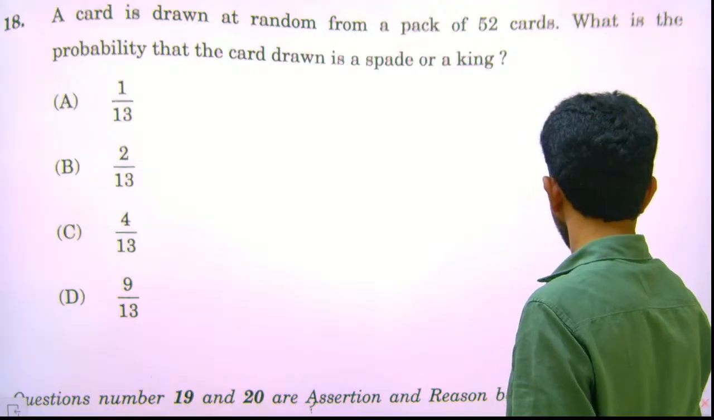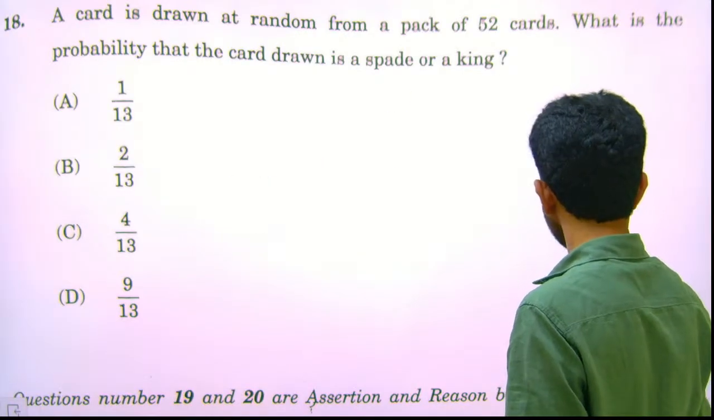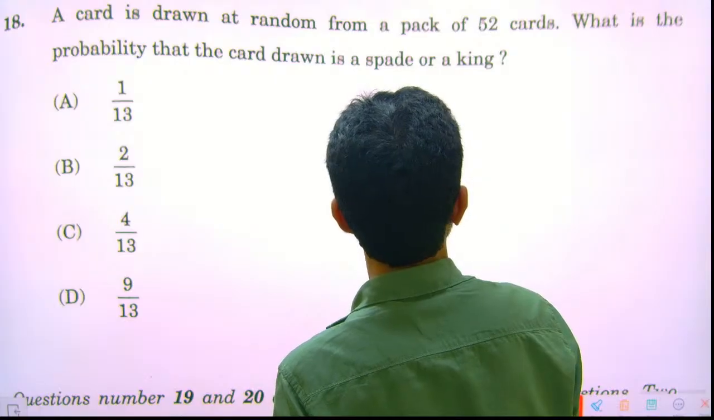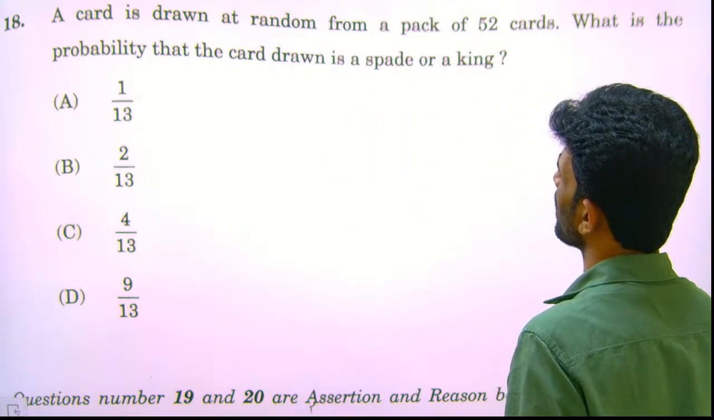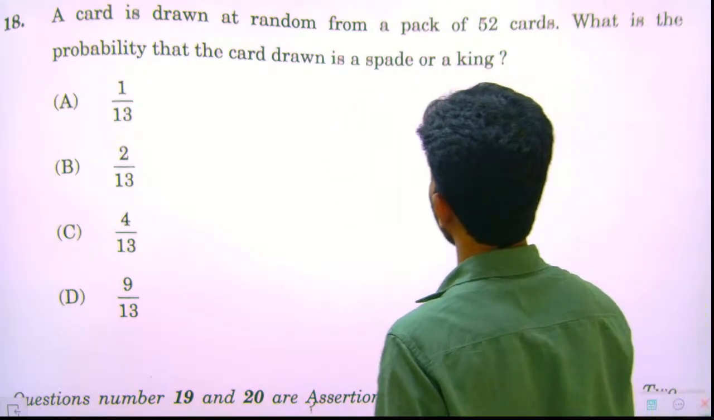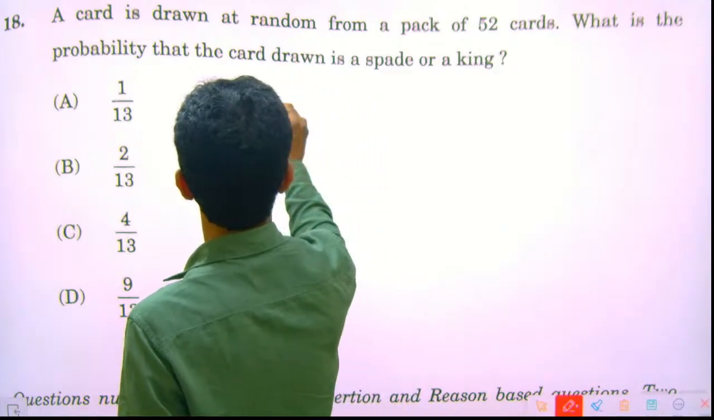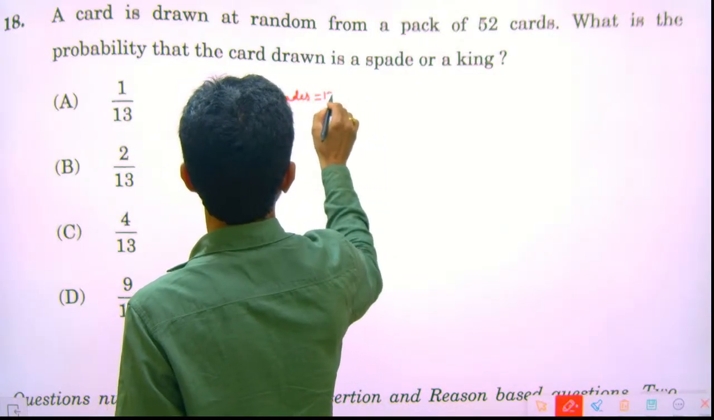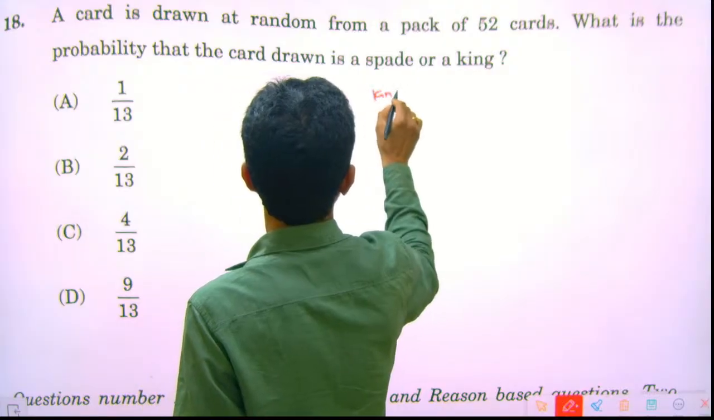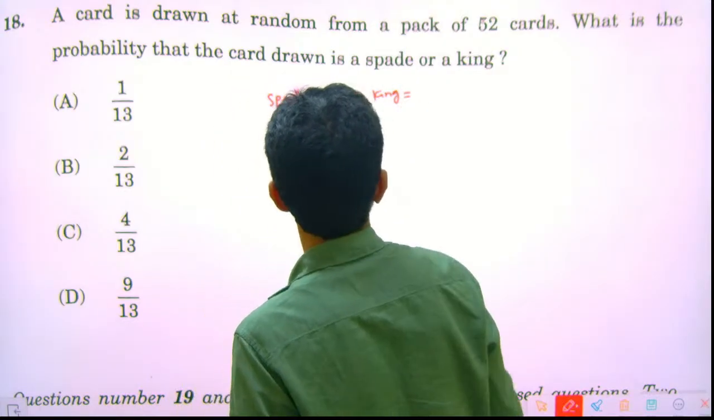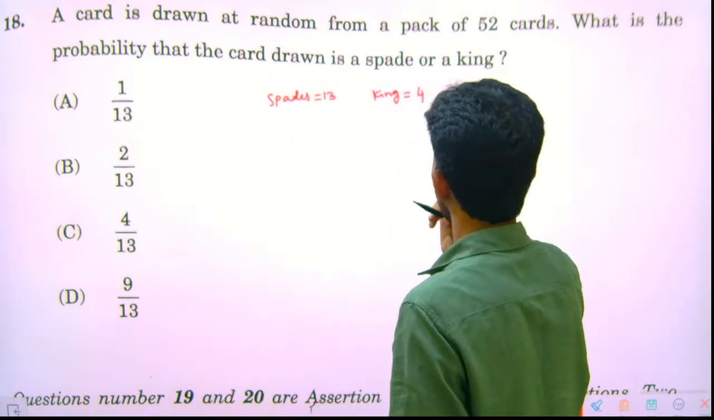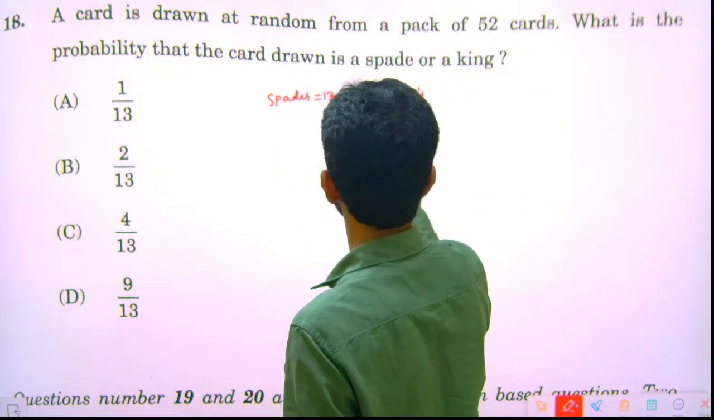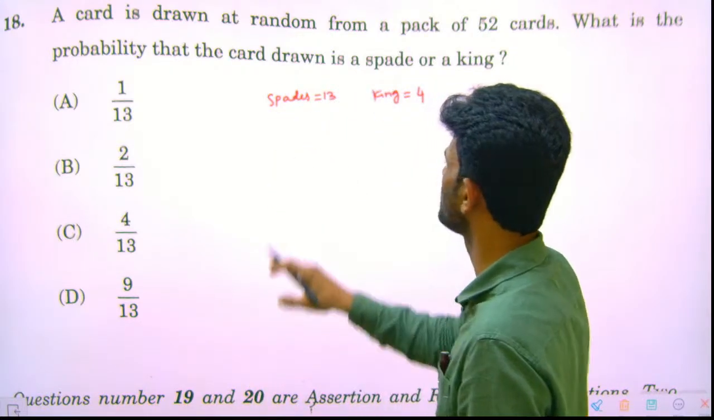Right, now the next question, the 18th question. It was not there in previous sets. A card is drawn at random from a pack of 52 cards. What is the probability that the card drawn is a spade or a king? How many spades are there? Number of spades is 13 and number of kings is 4. But we want spade or king. One king will be there in spades.